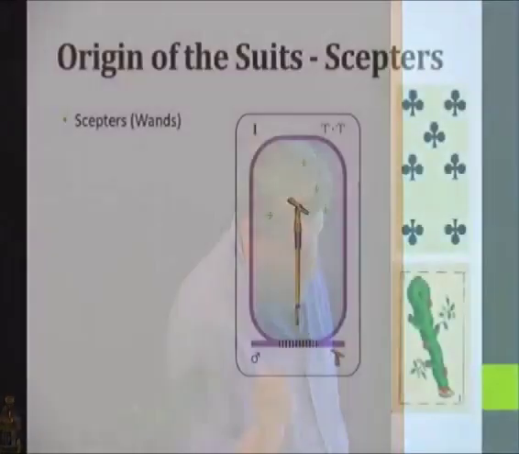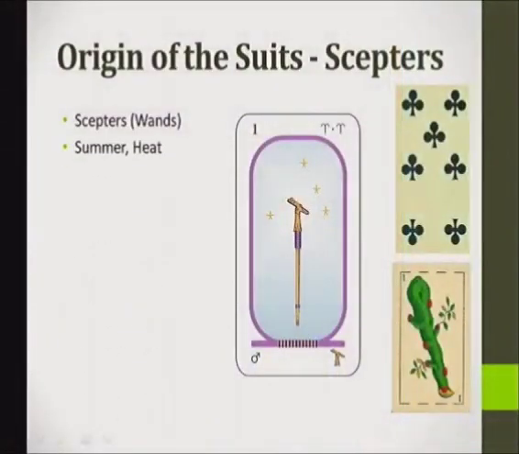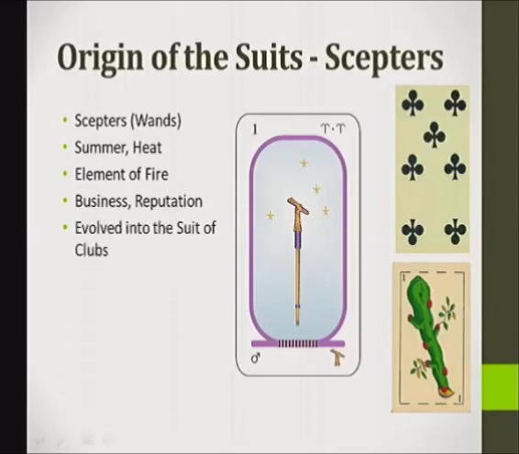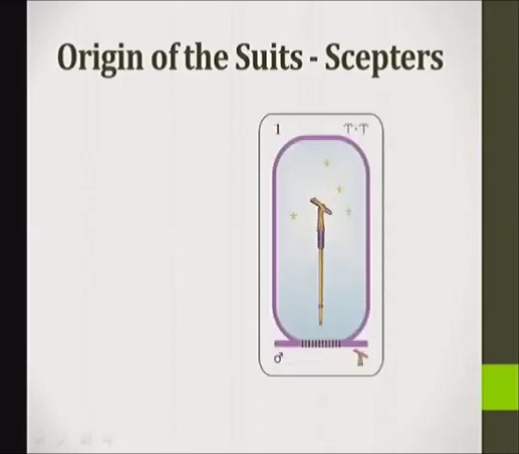Scepters can be called wands or clubs or cudgels or bastoni. They represent summer. And what do we know about the summer? Hot. And the ancients decided that the element of fire represented the summer heat, and it could be recreated through burning wood. The scepters, when we read tarot, almost exclusively relate to things having to do with one's business or reputation. And they evolved eventually into the suit of clubs.